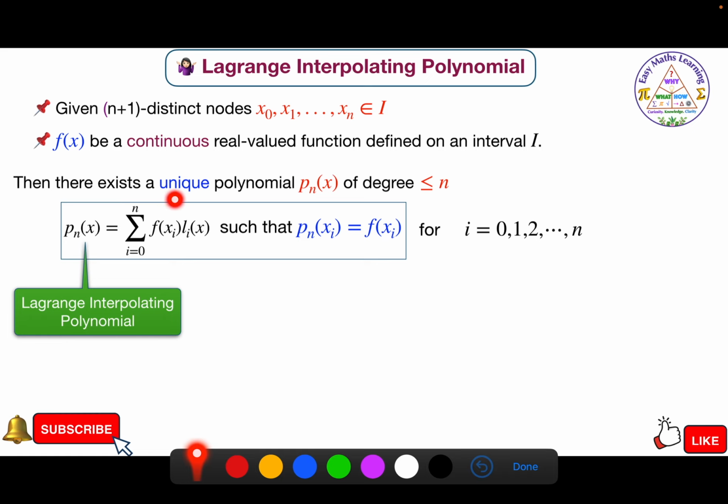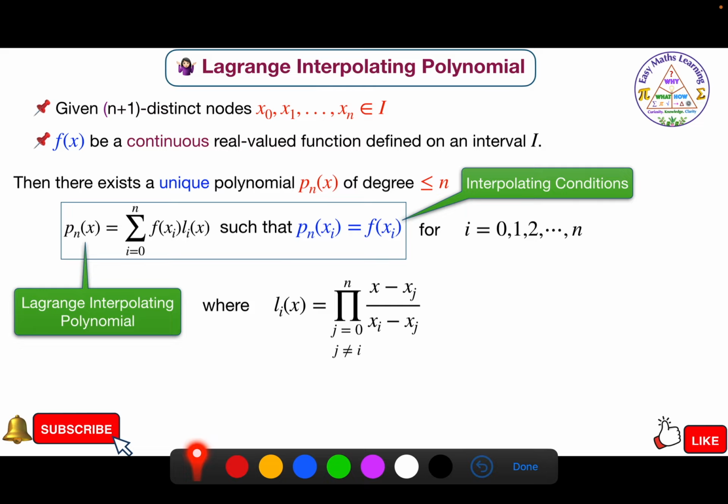Here the word unique is very important. It means there is only one polynomial of degree at most n that passes exactly through all the given data points. So this polynomial satisfies the interpolating conditions Pn(xi) equal to f(xi) for i equal to 0 to n.